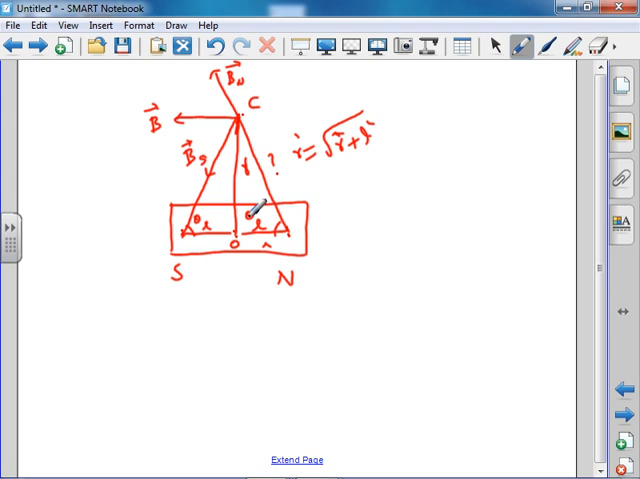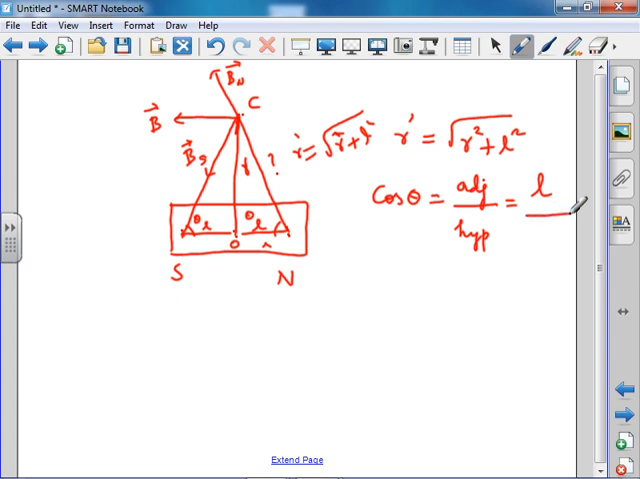Students, you must have enough data to derive the magnetic field at point C. So the first data we need is r'. That r' is equal to square root of r square plus L square. And next we need cos theta. So it is known from the diagram that cos theta is adjacent by hypotenuse, that's equal to L divided by (r square plus L square) the whole power half.